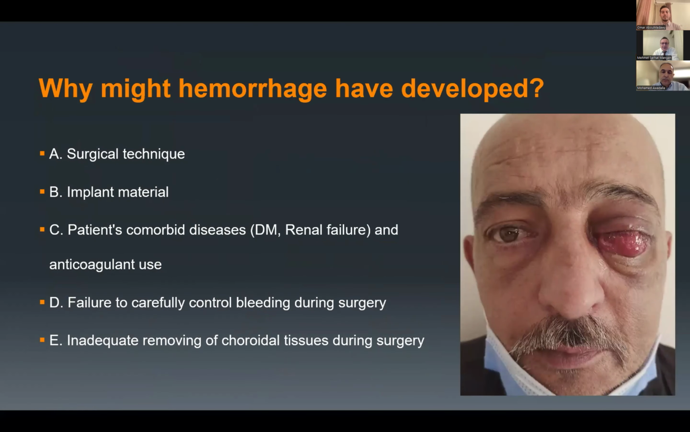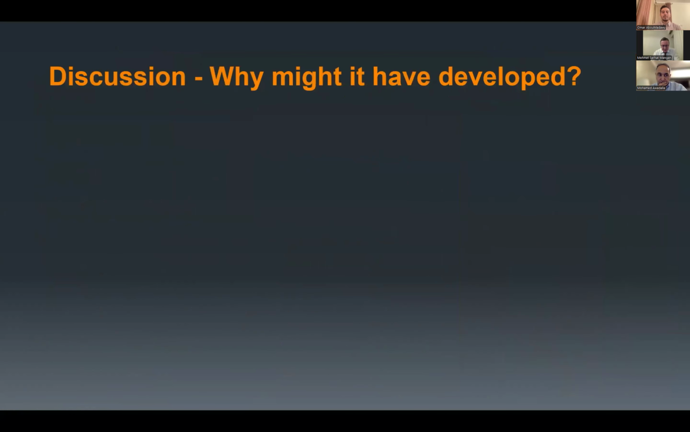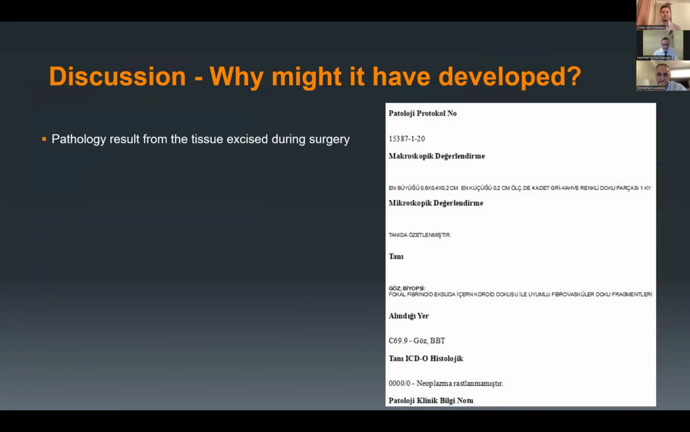Why might hemorrhage have developed? Firstly, surgical technique, implant material, the patient's comorbid disease, and anticoagulant use, failure to carefully control bleeding during surgery, and inadequate removal of choroidal tissues during surgery is a very important issue. We take a biopsy intraoperatively, and we see the choroidal tissue, and in the first surgery, there was failure to completely excise the choroidal tissue.